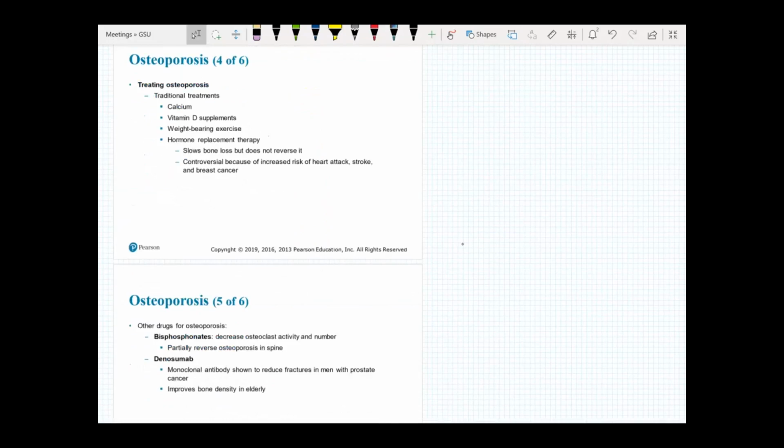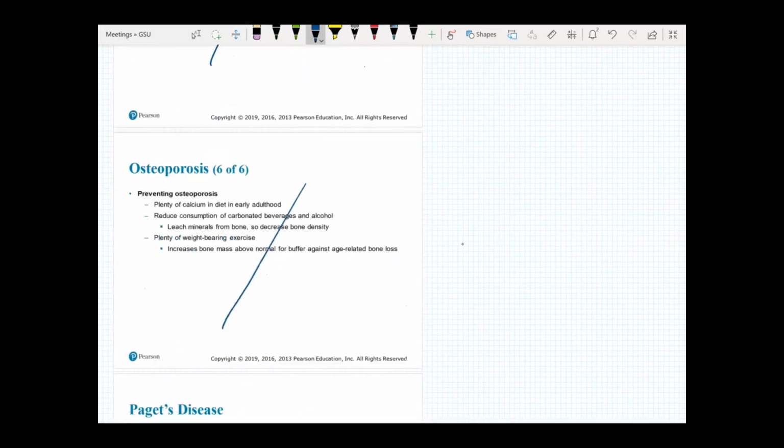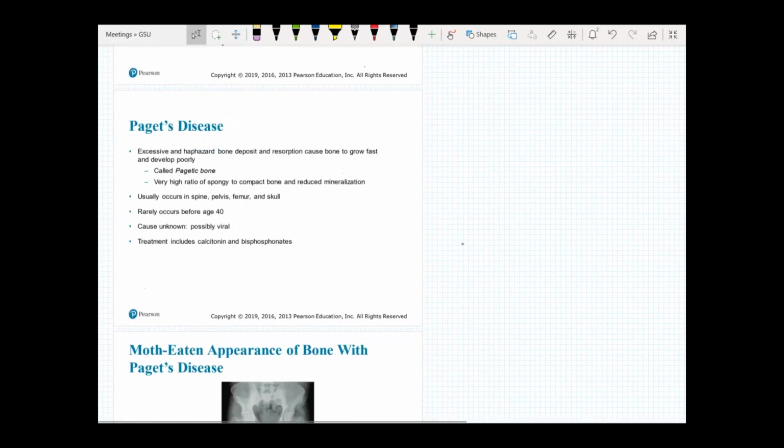You can do it a couple different ways based on the severity. I'm not going to focus on the drugs for osteoporosis, but what I want to get to is Paget's disease. So we had osteomalacia, osteoporosis, and now Paget's disease. Paget's disease is where you are actually going to have excessive bone deposit and resorption. So this is going to be a little bit different. You will actually have both.